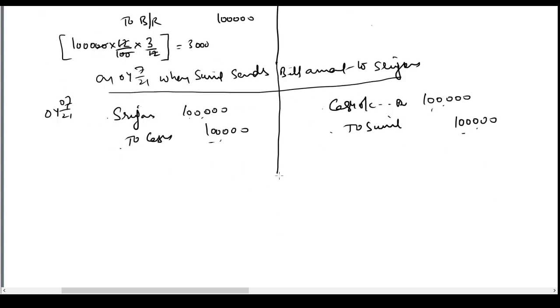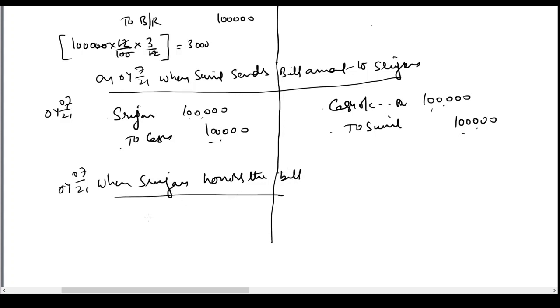Now on 4th July, when Srujan honors the bill, on the due date, the bank will go to Srujan and Srujan would honor the bill. The entry in the books of Srujan would be bills payable account debit to cash account, 1 lakh.